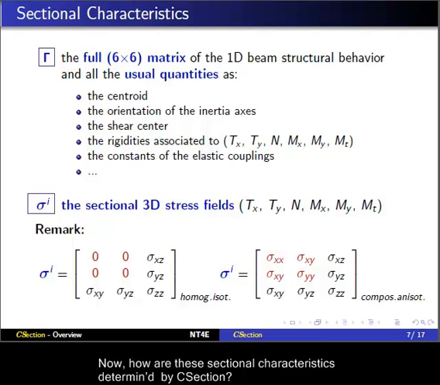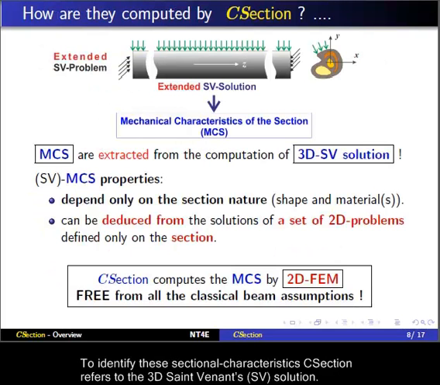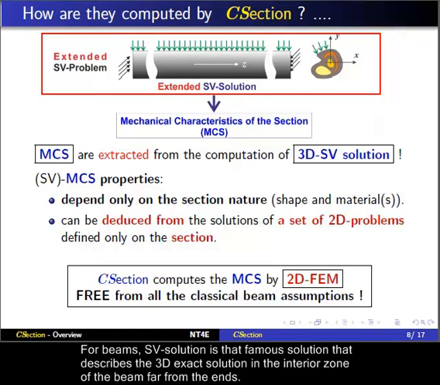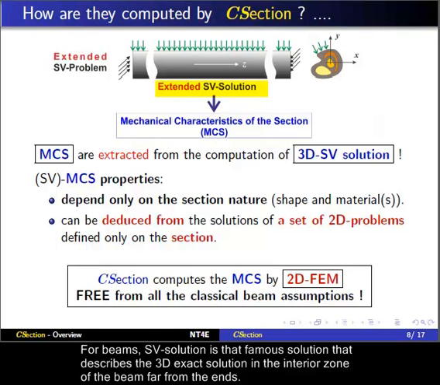Now, how are these sectional characteristics determined by CSection? To identify these sectional characteristics, CSection refers to the 3D Saint-Venant solution. For beams, Saint-Venant solution is that famous solution that describes the 3D exact solution in the interior zone of the beam far from the ends.